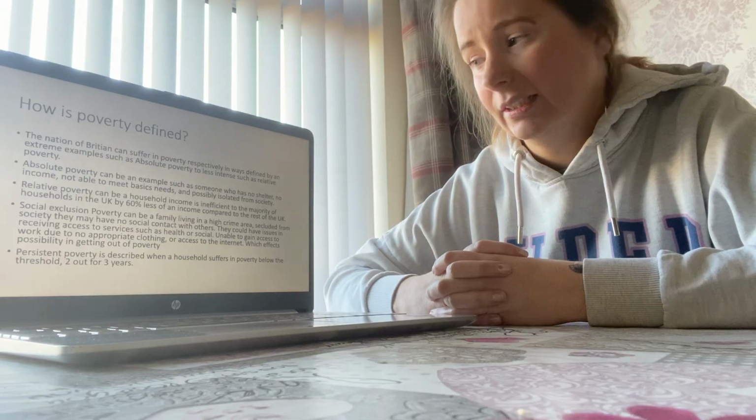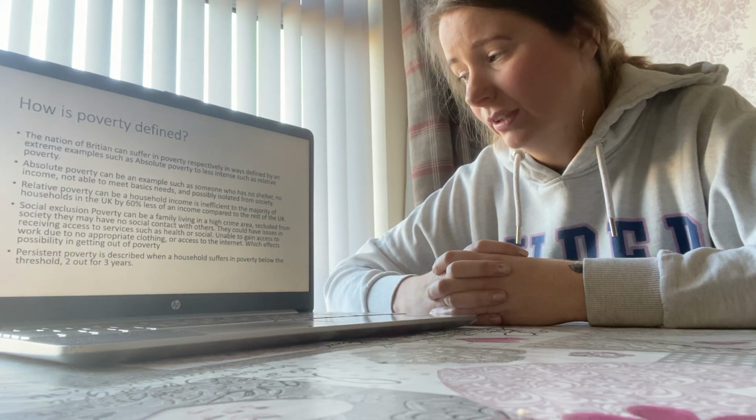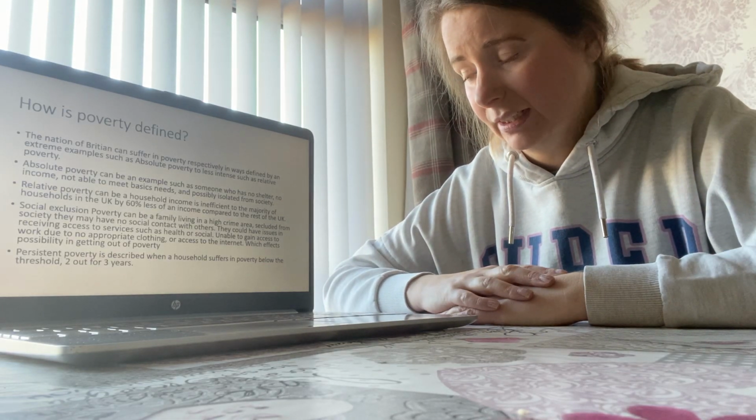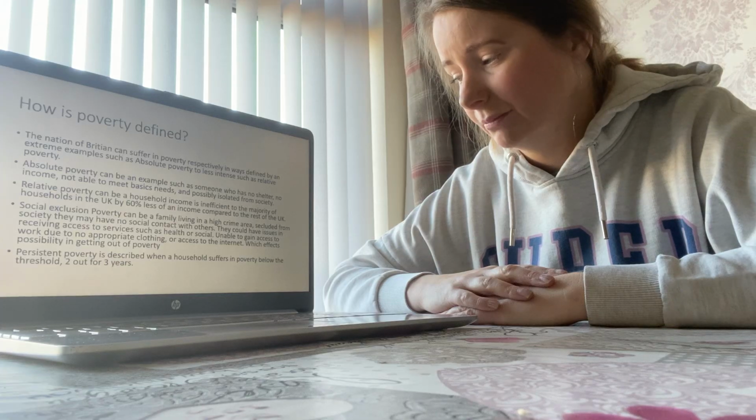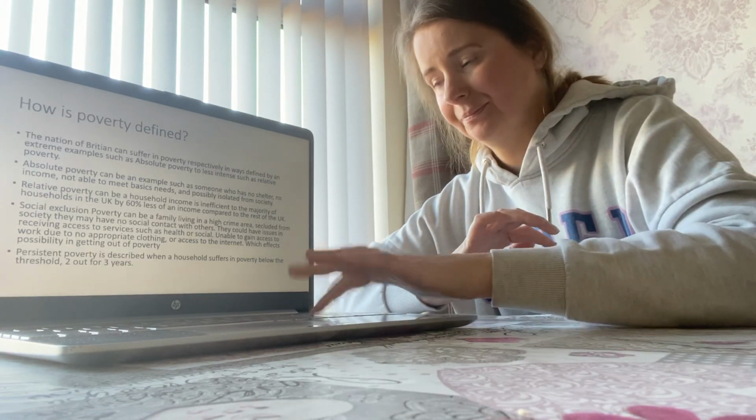They could have issues receiving services such as health and social care, and be unable to gain access to work due to inappropriate clothing or lack of access to the internet, which affects the possibility of getting out of poverty. Persistent poverty is described when a household is in poverty, below the threshold, for 2 out of 3 years.